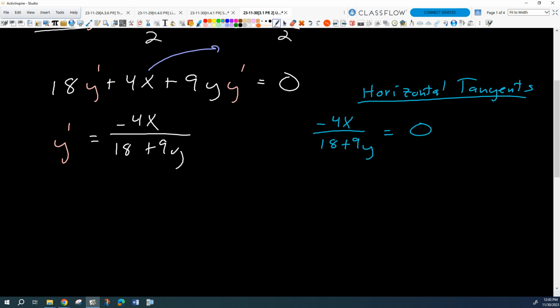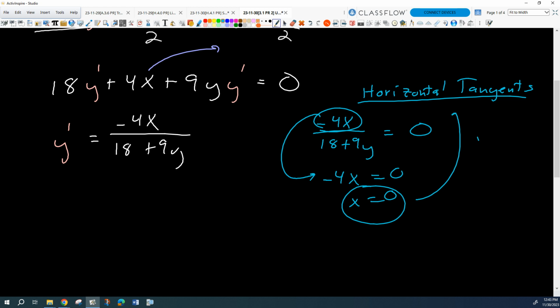Right. But when is a fraction equal to 0? When the top is 0, right? That makes sense? So we know that this fraction is going to equal 0 when the top is 0. Everybody get that? Okay. So x equals 0 is the answer to where we have horizontal tangents.